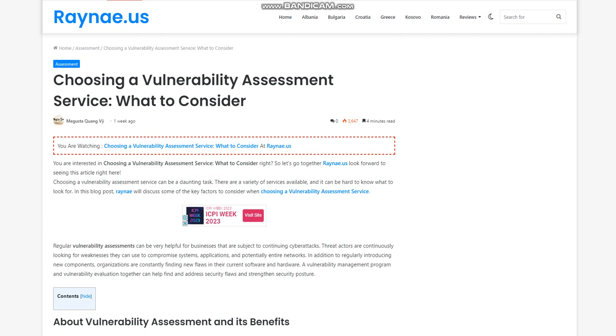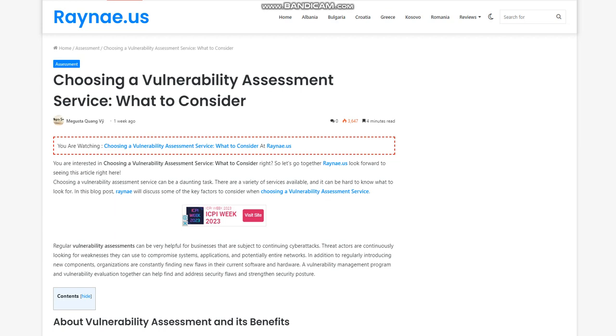Choosing a vulnerability assessment service: what to consider. If you are interested in choosing a vulnerability assessment service, what to consider, right? So let's go together. Rene.us. Look forward to seeing this article right here. Choosing a vulnerability assessment service can be a daunting task.